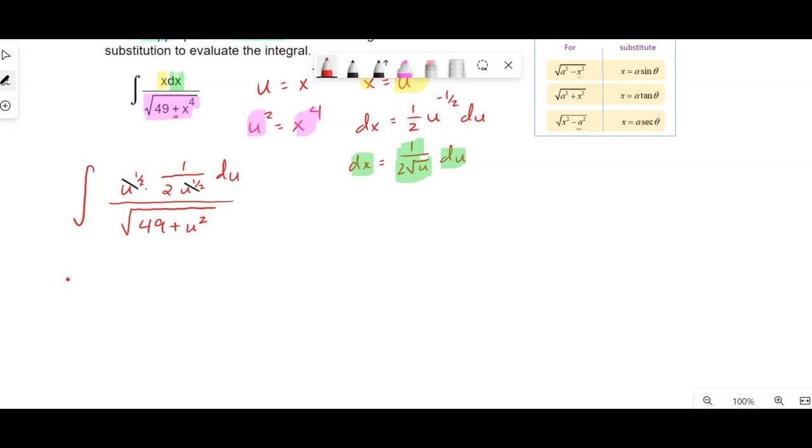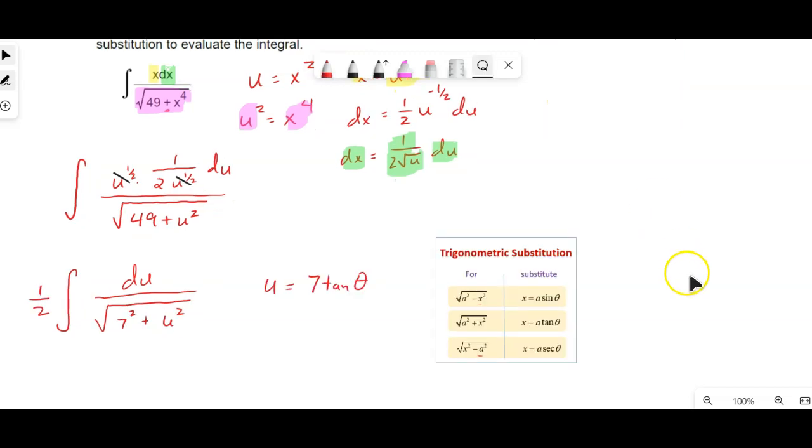I'm going to pull it all the way out and say this is 1/2 the integral of just du in the numerator now. Square root of 49 is 7 squared plus u squared. All right, so we can easily see now that this is going to be the tangent substitution. And so the squared variable, notice what it's got here. x is the squared variable. x equals a, the number that's being squared, times tangent.